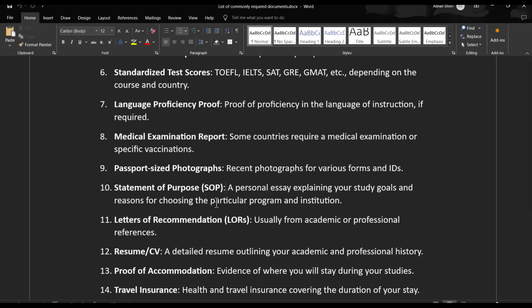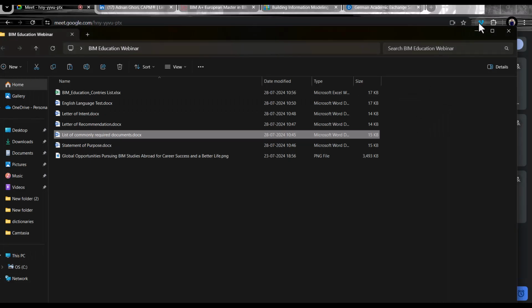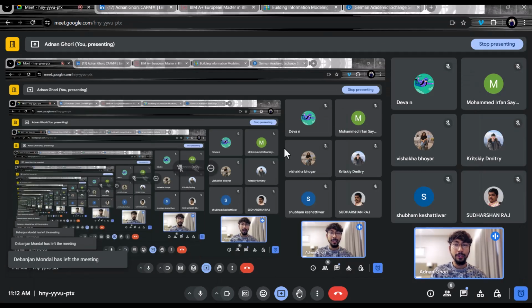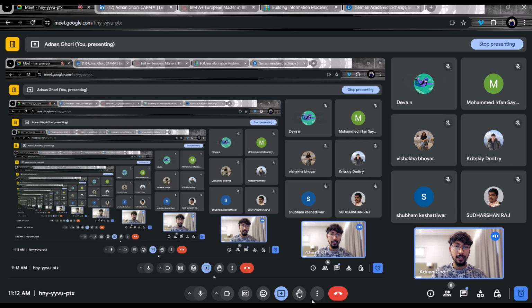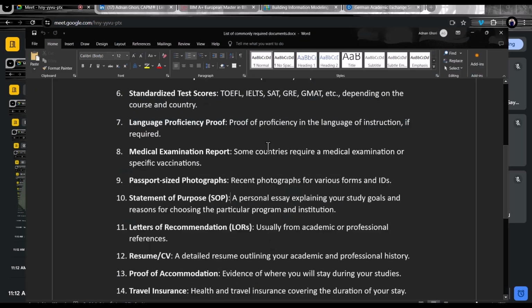It's basically a statement of purpose. It's a personal essay explaining your study goals, your reasons for choosing the particular program and institution, why you choose this particular course, and what makes you motivated in studying in this particular college itself. So these are some of the things which you have to define. We are also going to look at some of the statement of purpose which I'll be showing you shortly.